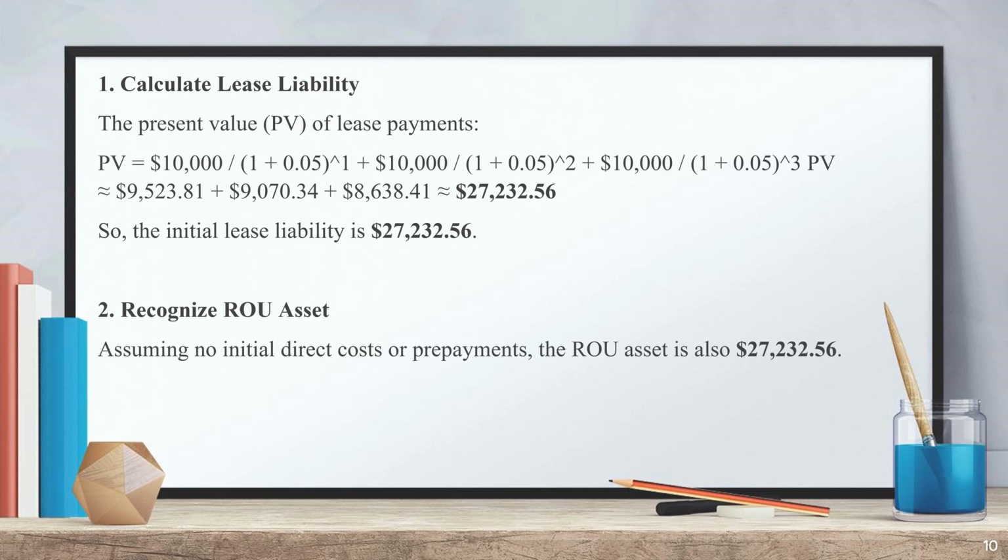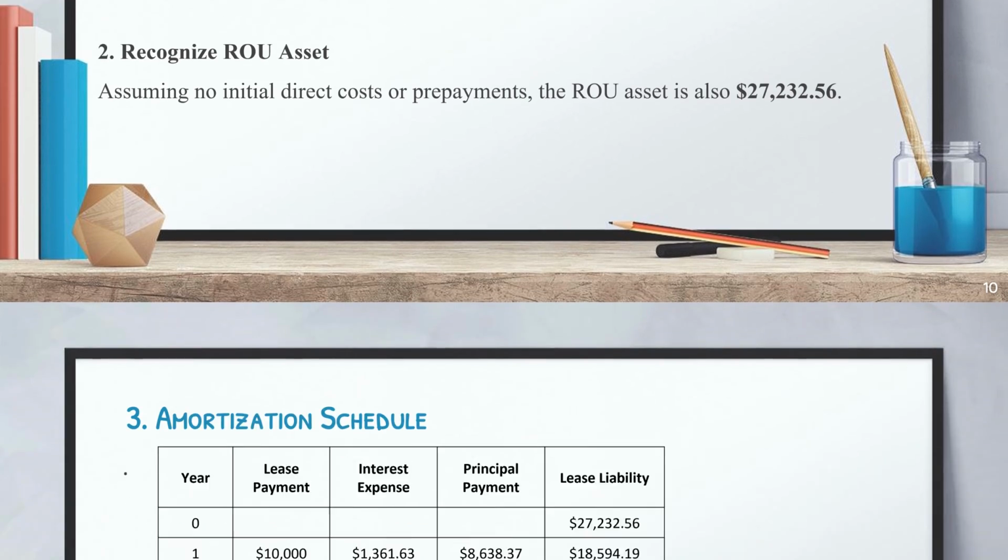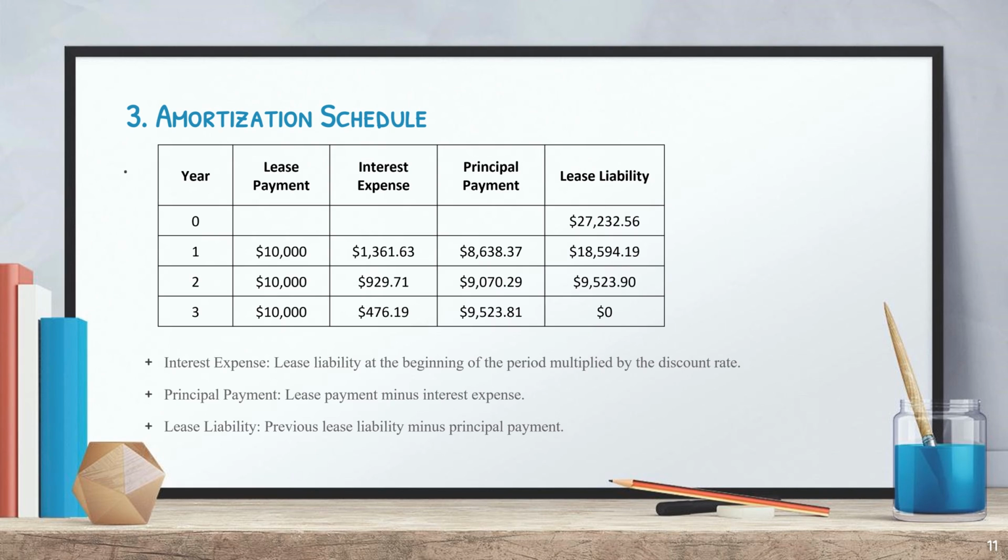So the initial lease liability is $27,232.56. In the second step, we recognize the right-of-use asset. Assuming no initial direct costs or prepayments, the right-of-use asset is also $27,232.56.